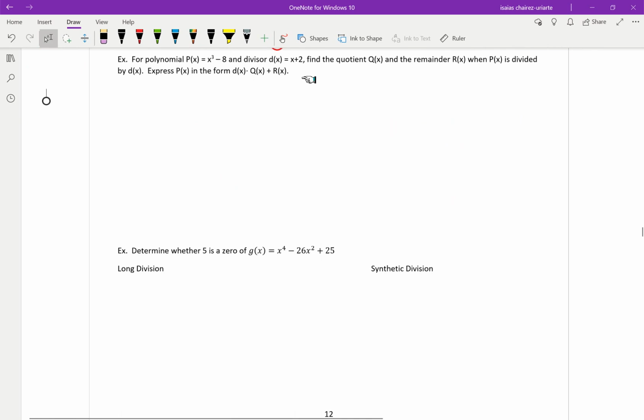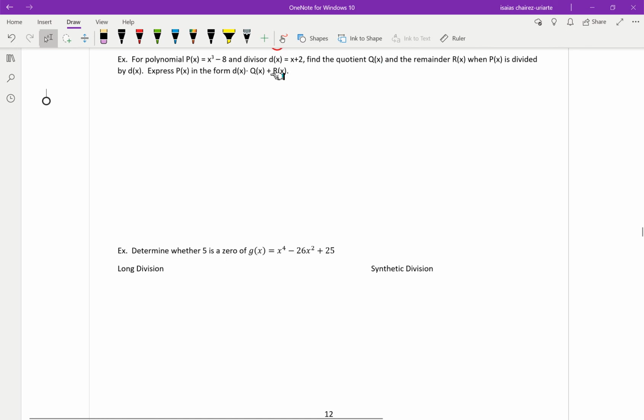All right, so they give us a polynomial, x cubed minus 8. They gave us a divisor. We already know that this is a divisor, x plus 2. So since it is a divisor, if I divide p of x by d of x, what should the remainder be? If I already know that this is a divisor, the remainder should be 0. They want us to find the quotient and the remainder when p of x is divided by d of x, and then express p of x in the form d of x times quotient plus remainder.